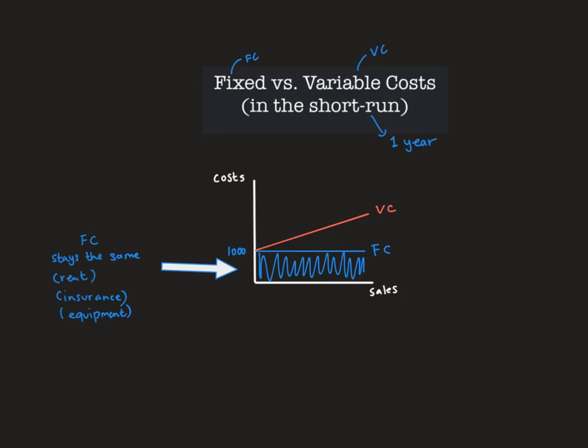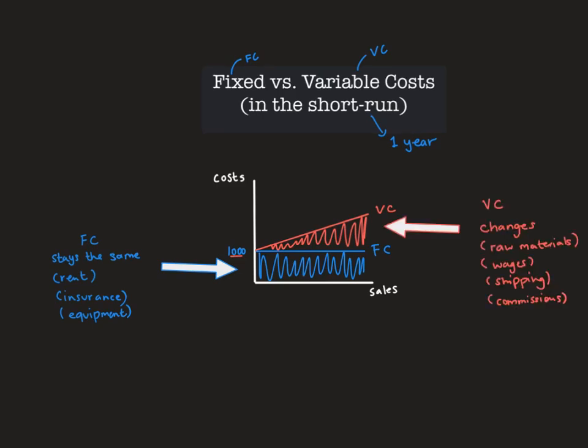And the reason why it starts off at 1,000 is because, let's say, for example, we produce our first product, we already have to pay rent. So when the first product is produced, no matter what happens, we still have to pay the 1,000 Rand rent, insurance, or equipment, given in the example on the left-hand side. So this part here represents our variable cost. And we can see here that our variable cost increases as our sales increase as well.